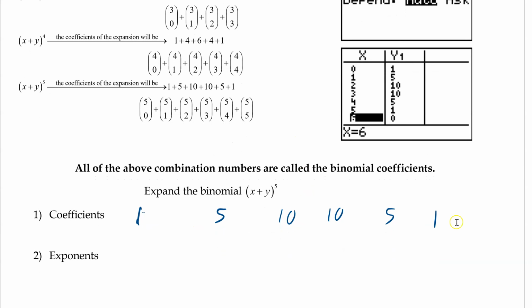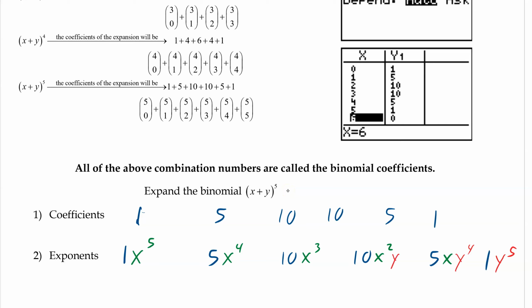Okay, so we have our first set of coefficients, and now we do the variables. We bring these coefficients down, 1, 5, 10, 10, 5, 1. And we take our first term, which we know would be x to the 5th. We place it here. And then all you do is descend it. And then the last term we know would be y to the 5th, and then you descend it. And there you have it.